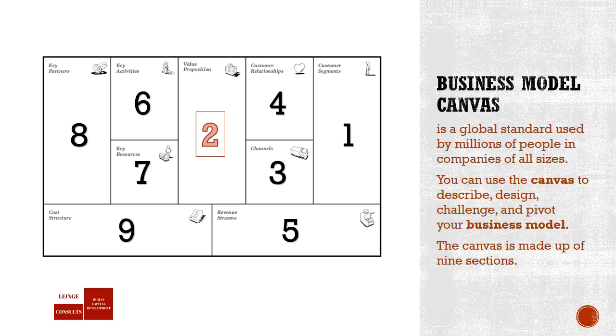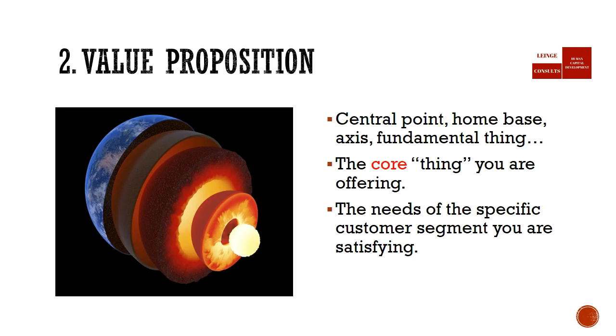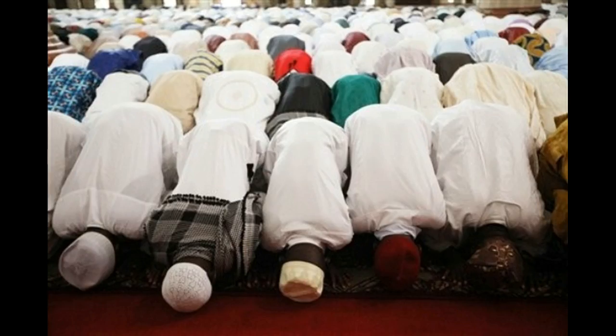So it is that powerful. What exactly are you selling to people? That is what your value proposition is: the needs of the specific customer segment you are trying to satisfy. And so if you're trying to satisfy people of a particular religion, you automatically have to identify that core.